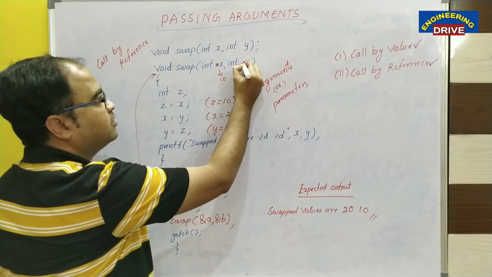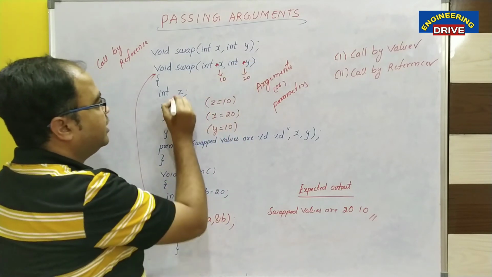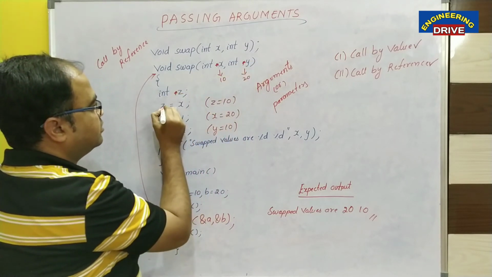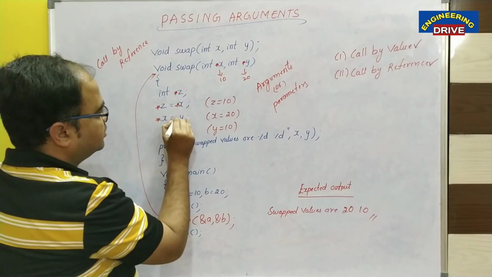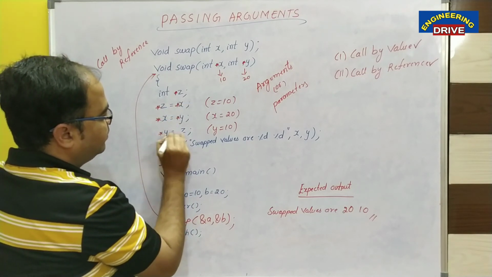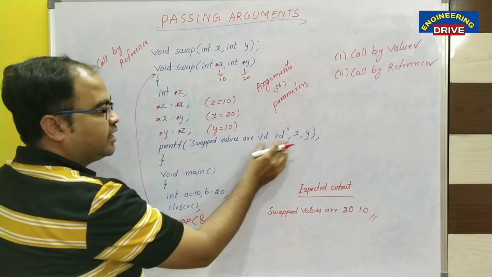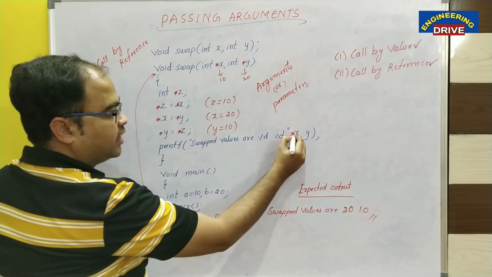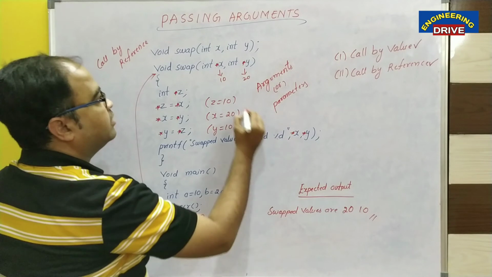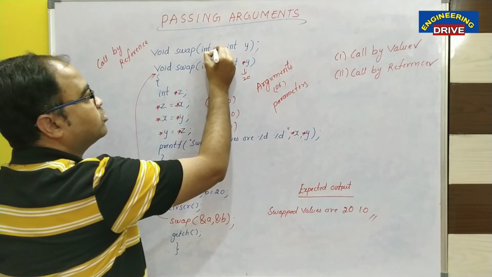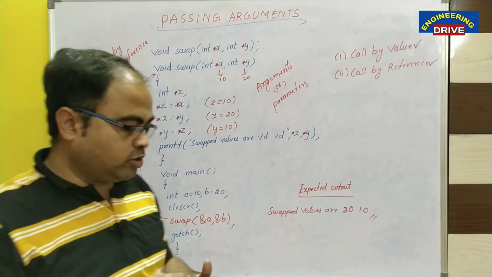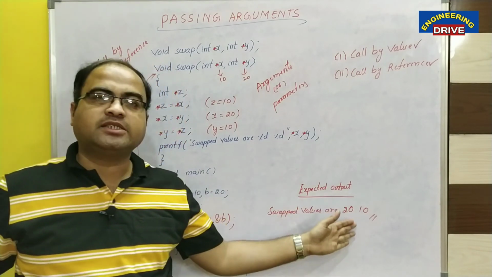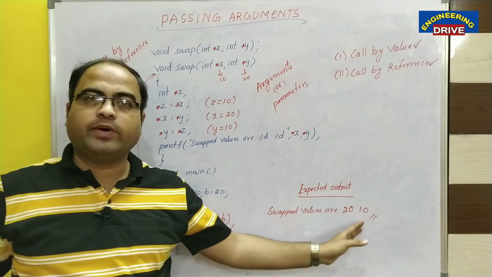Star X, star Y. Similarly here also star Z, star X, star Y, star Z. As here also we are displaying the values, star X, star Y. Even in the function prototype also star X, star Y. And what about the expected output? We will get the same output here. Swapped values are 20, 10.